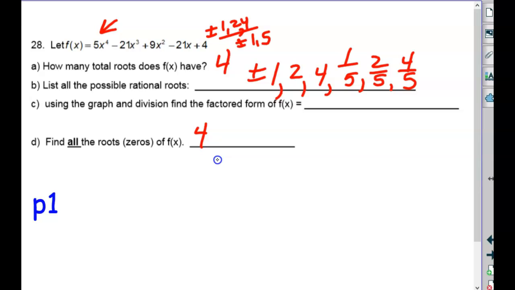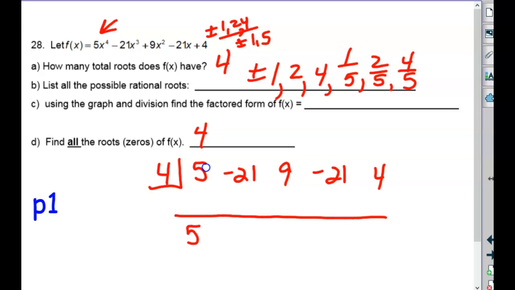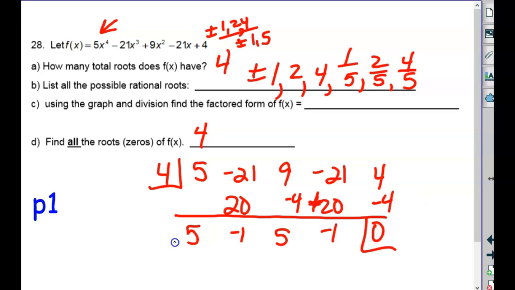I'm getting 4 and 1/5 as the zeros. So if I do 4, I have 5, negative 21, 9, negative 21, and 4. Bring down, multiply, add, multiply, add, multiply, add, multiply, add. And then the only other one I have is 1/5.